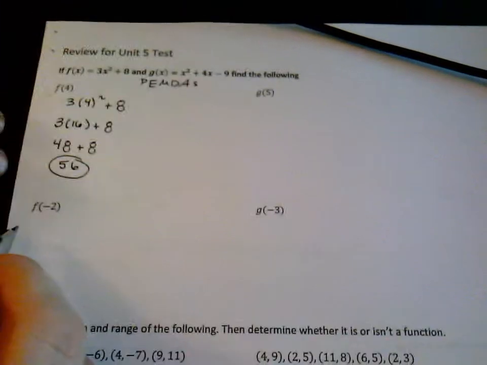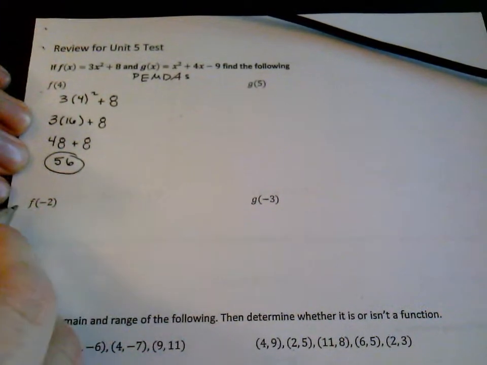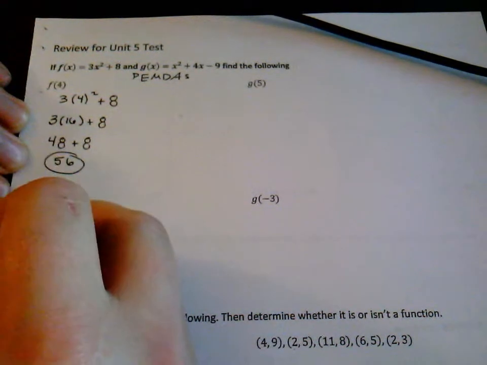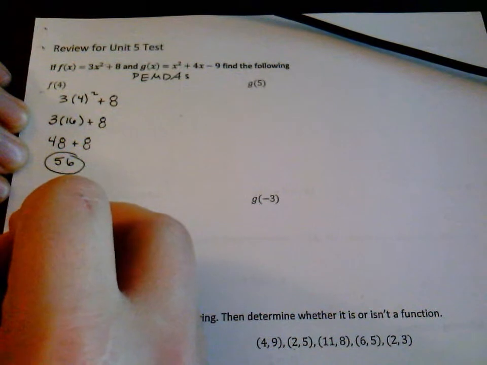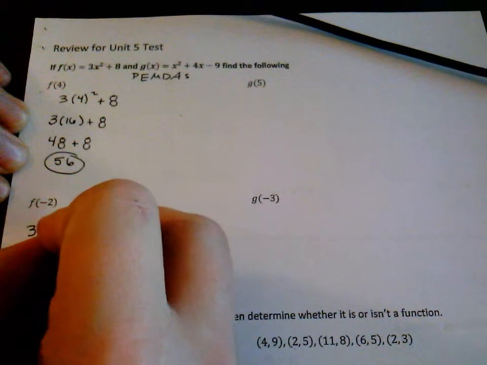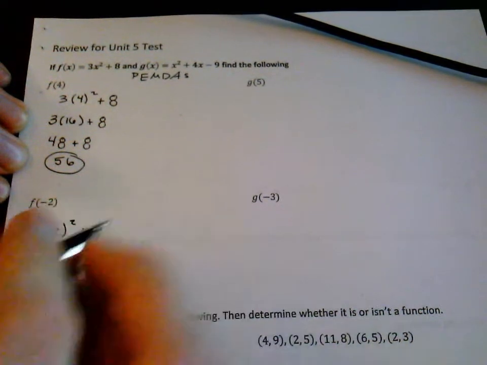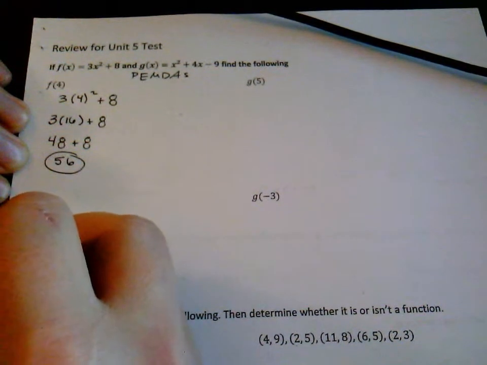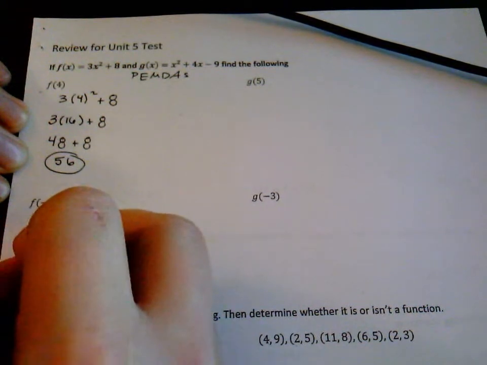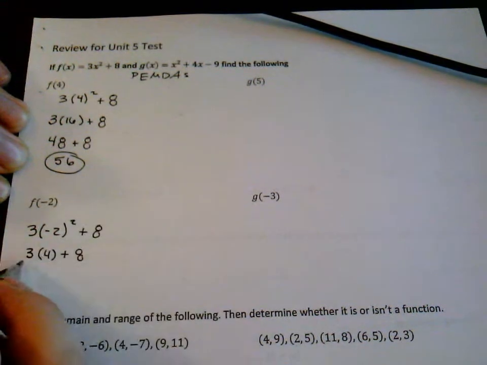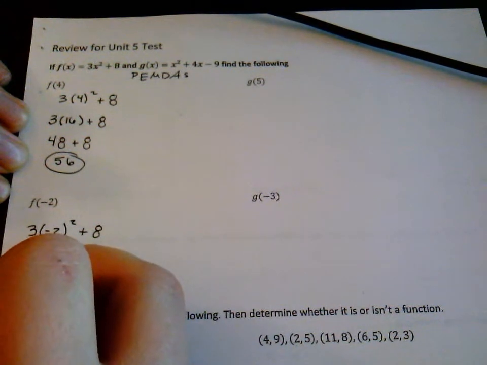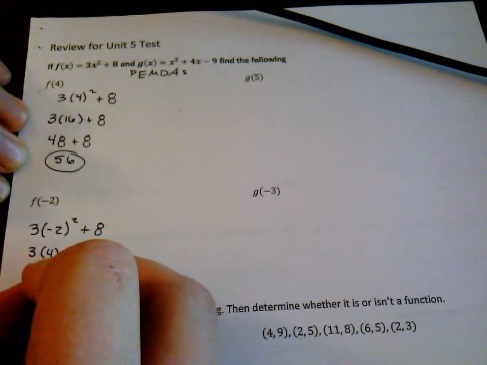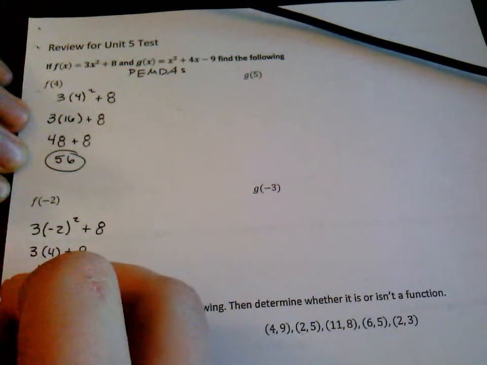Then with the negative 2, same thing, it's an f, so we go to the f function, so that means we replace x with negative 2. We square it, we add 8. Always do this, so negative 2 times negative 2 is a positive 4, plus 8. 3 times 4 is 12, plus 8. And finally, 12 plus 8 should be 20.